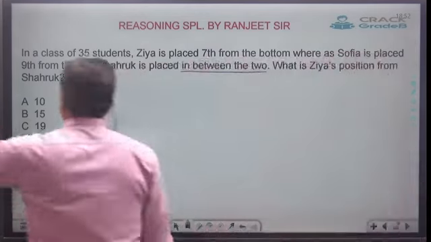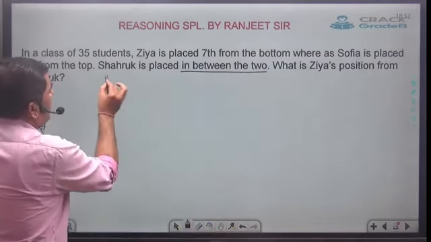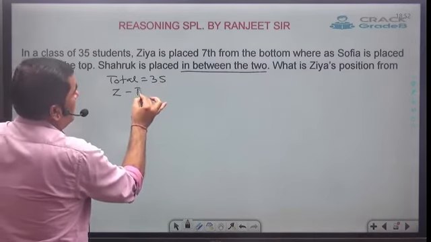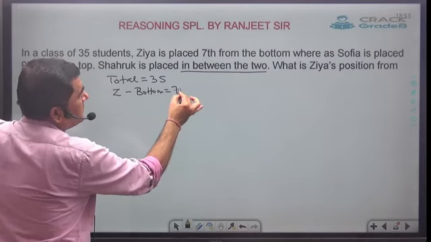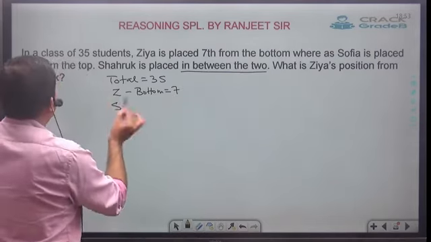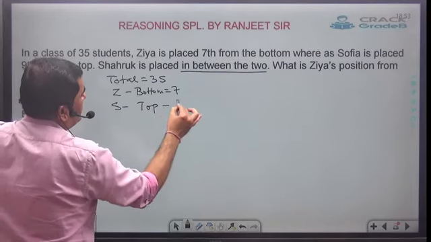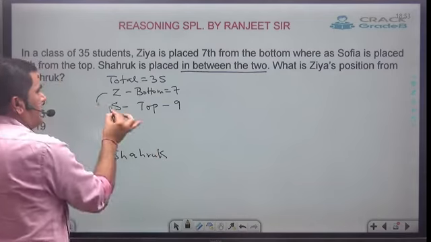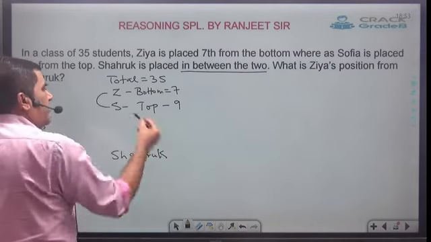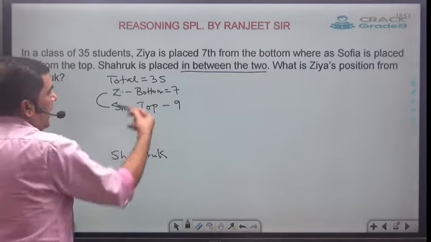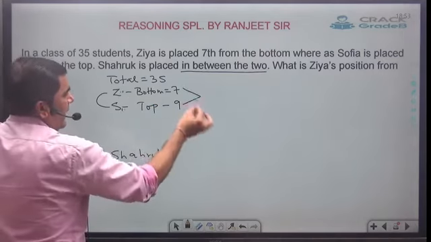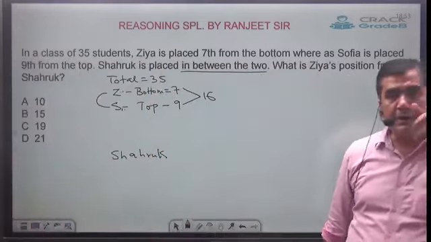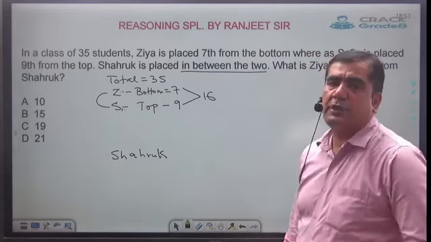Okay. So here the total is given to be 35. Zia's position from the bottom is 7, and Sophia's position is 9 from the top. Saruk is placed exactly between these two. So my job is to find out how many persons are there between these two. If I add, it comes out to be 16. Total is more than the sum of the positions. That will be case number 1.